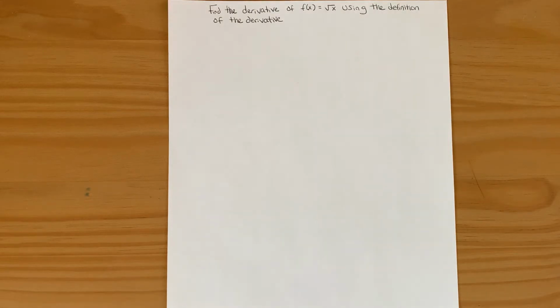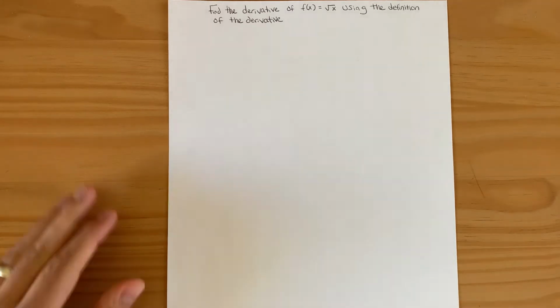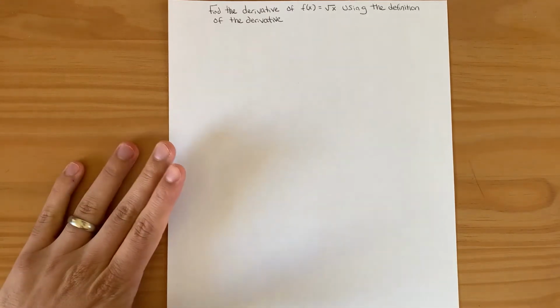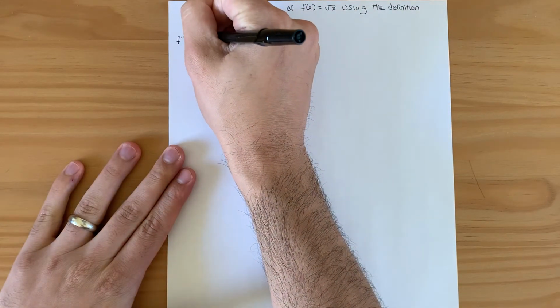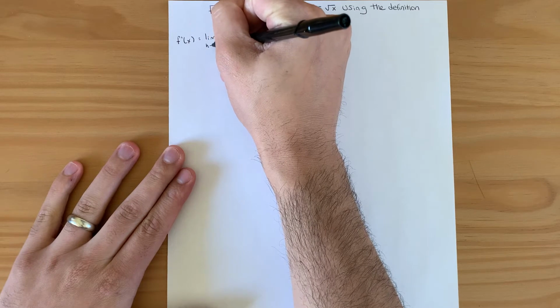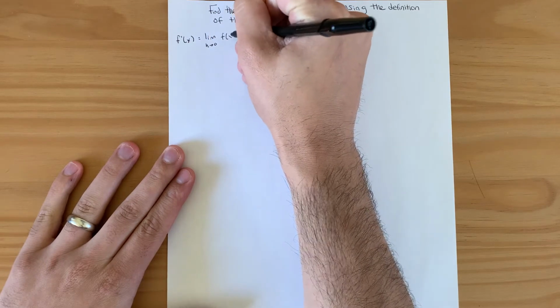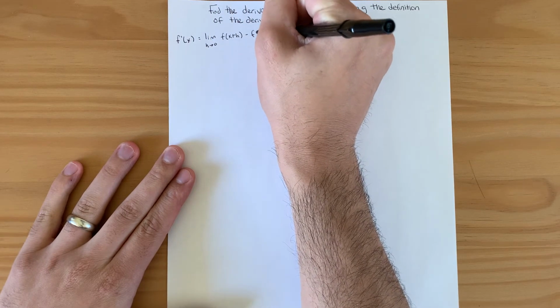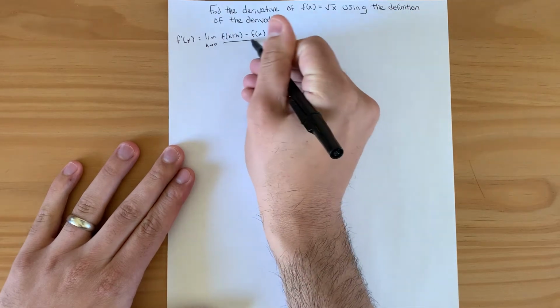Hello, so in this video, we're going to find the derivative of the square root of x using the definition of the derivative. So the first step is to write out the definition of the derivative, which is f prime of x is equal to the limit, as h approaches 0, of f of x plus h minus f of x, and that's all over h.